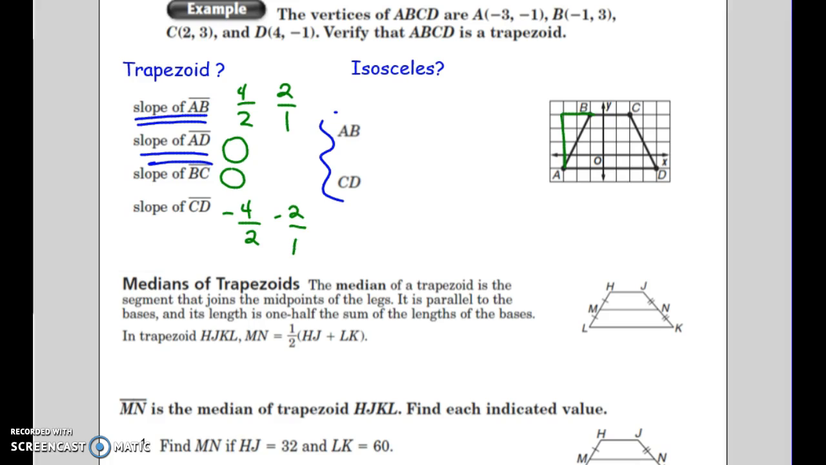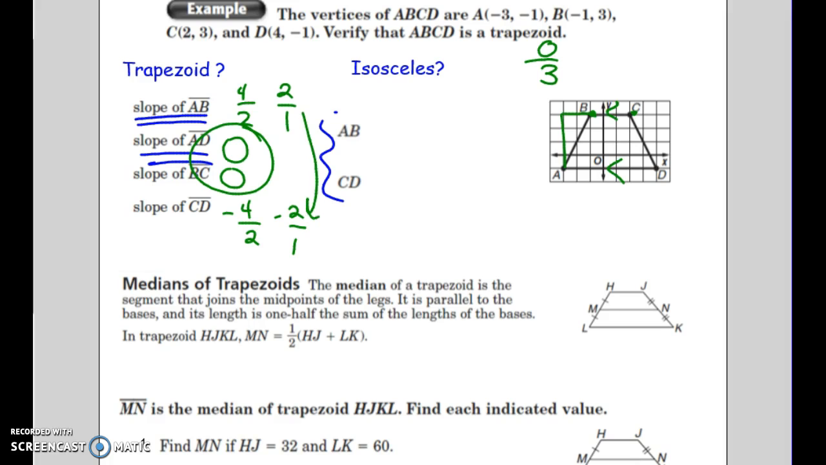Oh, wait a minute. Is it a trapezoid? Why is it 0? Because it's a horizontal line, right? Undefined is vertical. But this means if I go from B to C, I have to go up or down 0 and over 3. Well, if you type in 0 divided by 3 in the calculator, you get 0. Okay? These two are the same. That means that these two are parallel.